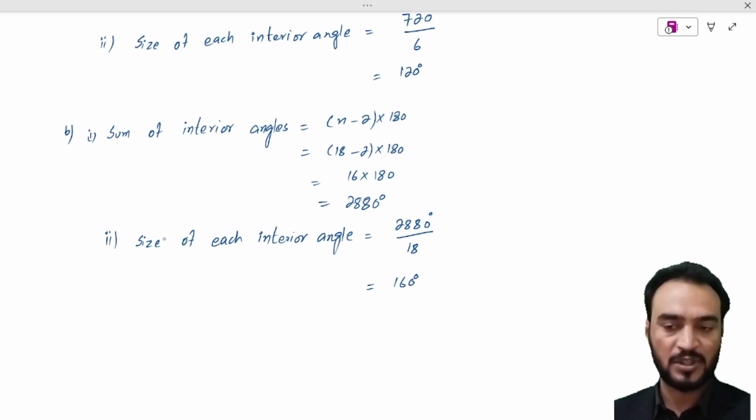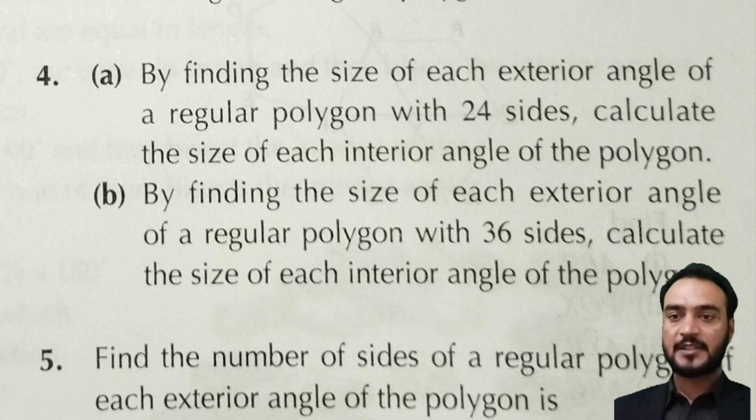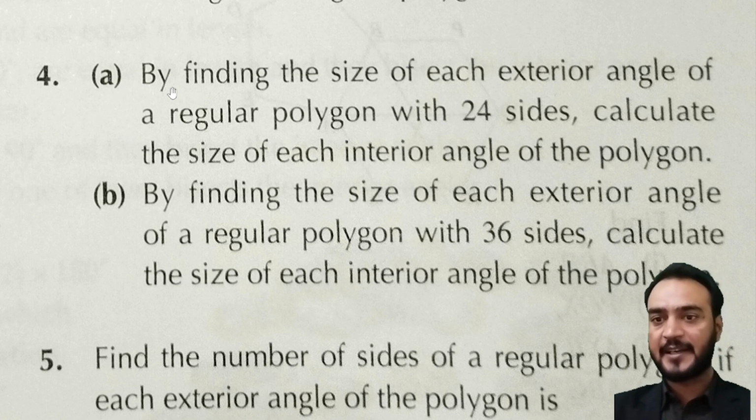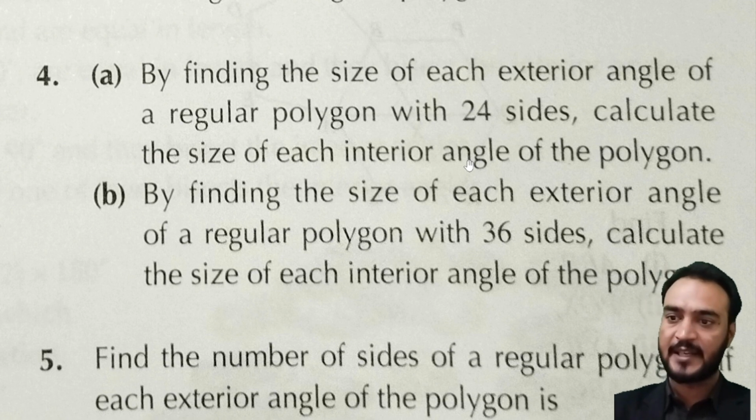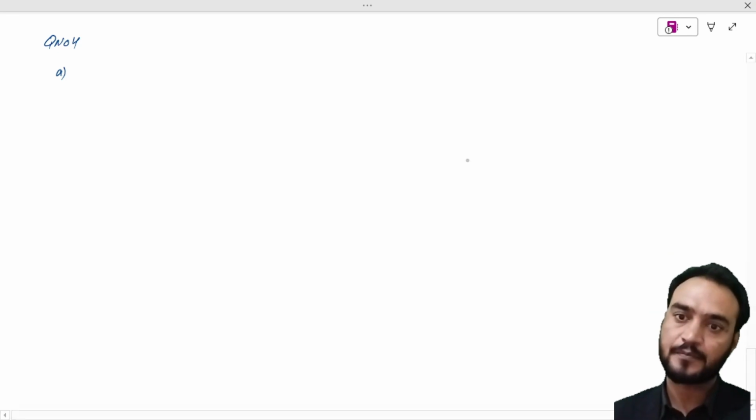So this was question number 3. Now we will solve question number 4. Part A is: find the size of each exterior angle of a regular polygon with 24 sides. So this is the polygon with 24 sides. Then calculate the size of each interior angle of the polygon. After calculating the size of each exterior angle, we calculate the size of each interior angle of this polygon. So let us solve part A of question number 4.